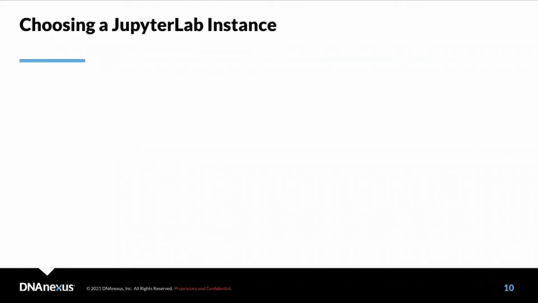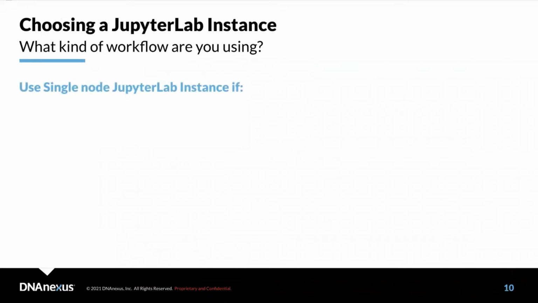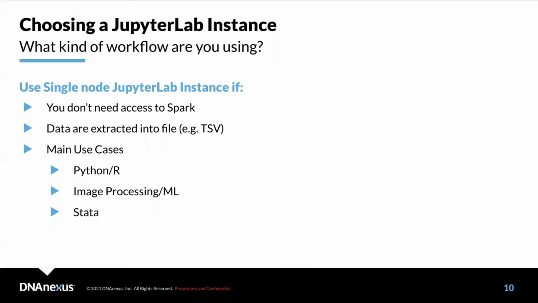So, because we saw that we have 2 types of JupyterLab instance, how can you choose between them? This depends on what kind of workflow you are using. You should use a single node JupyterLab instance if you do not need access to Spark, data are extracted into a file, for example a TSV or CSV file, and you can usually run some Python or R code in it.